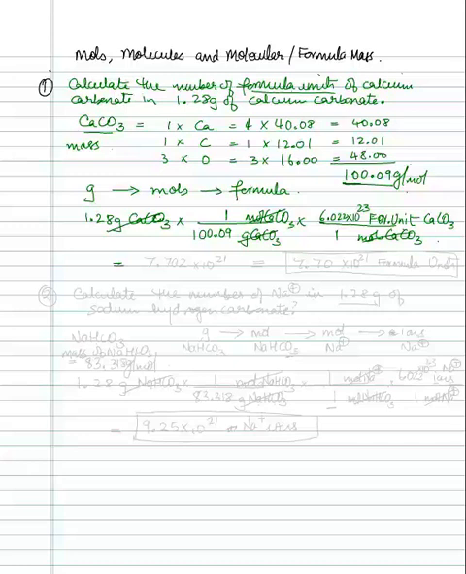By the time you finish this whole calculation, you should come up with 7.702 times 10 to the power of 21 formula units, which you can then round off to 7.70 times 10 to the power of 21 formula units. And that's your answer.